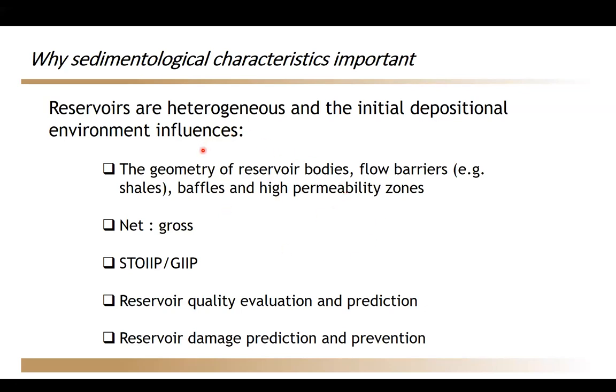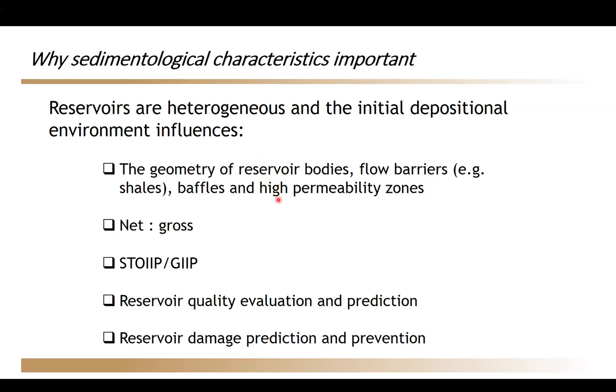I can't get this objective without sedimentological characteristics: to know the geometry of the reservoir bodies, the barriers of permeability, and the sweet zones or high permeability zones, which is very critical in enhanced oil recovery techniques. And sometimes I need to avoid these zones during my production or during enhancing the reservoir by acid stimulation jobs, by pool heading. I need to avoid these highly permeable zones. So these are some of the benefits of detailed reservoir characterization or sedimentological characterization.